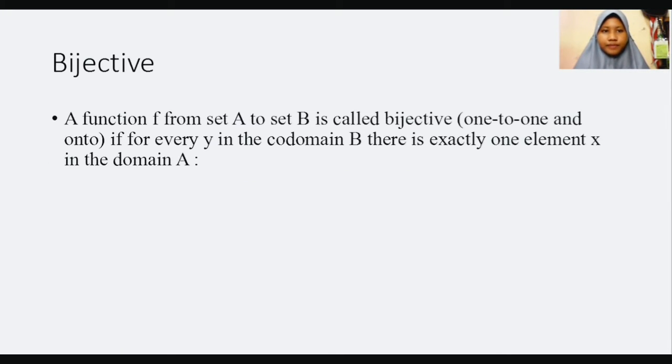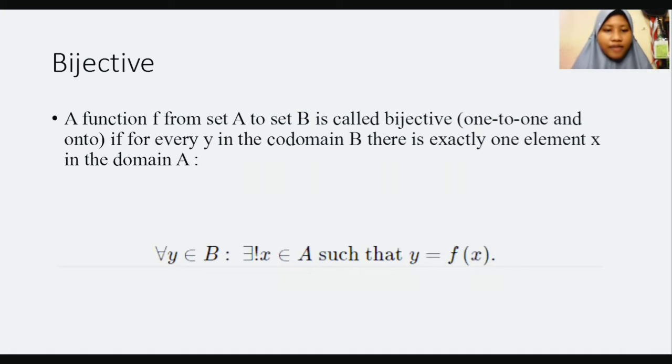Bijective. A function f from set A to set B is called bijective, one-to-one and onto, if for every y in the codomain B, there is exactly one element x in the domain A. The notation: for every y element of B, there exists exactly one x element of A such that y equals f(x).